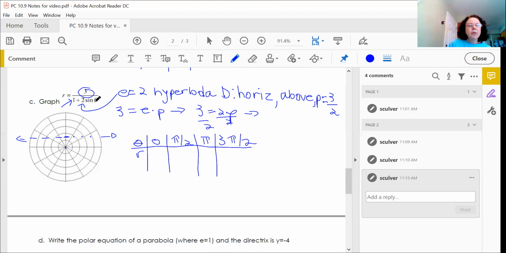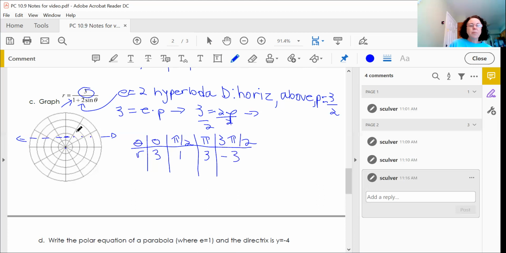Okay, when we put in 0 radians, sine of 0 is 0. And so when we do our math in the fraction, we have a radius of 3. At pi over 2, sine is 1, and so when we do our math, we have 3 divided by 3, which is 1. Sine of pi is 0, so we have a 3 again. Right, and then at 3 pi over 2, sine of 3 pi over 2 is -1. So we have -2 plus 1 in the denominator, and we get a -3.